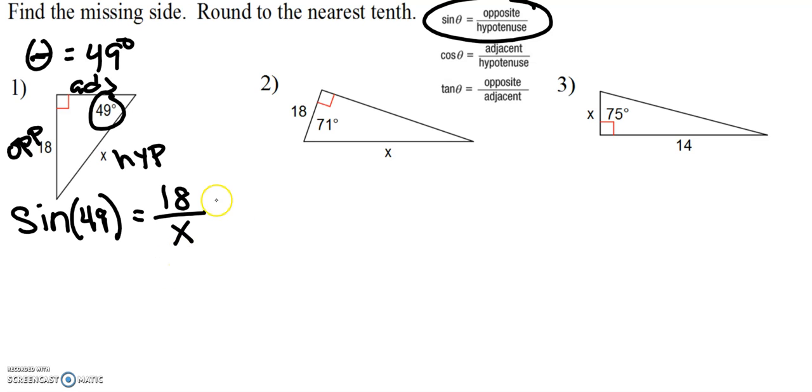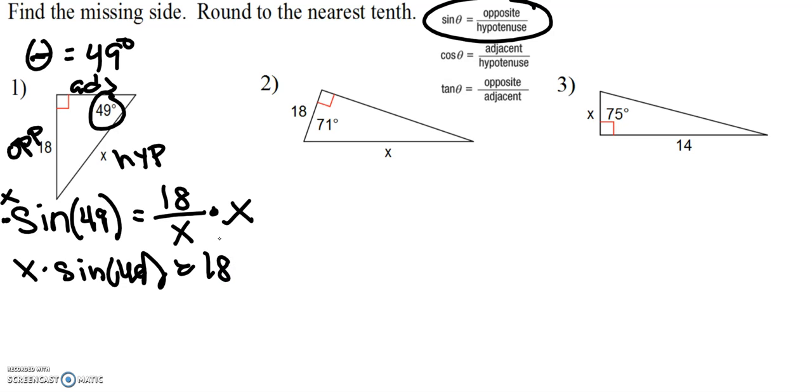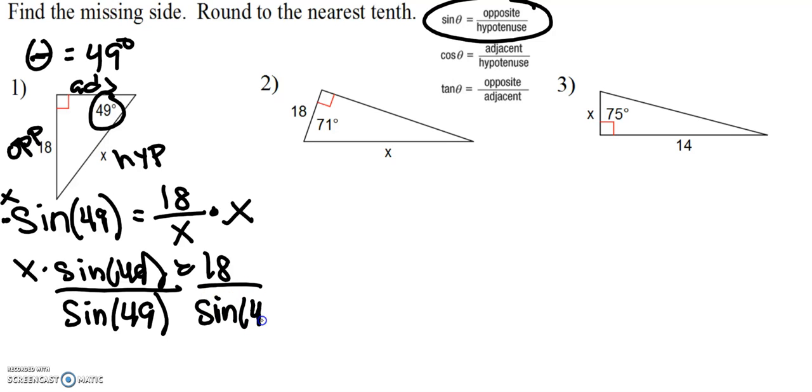Alright, so let's solve this algebraically. I need to get the x out of the denominator, so I'm going to multiply both sides by x. I ran out of room. So I'm going to have x times sine of 49 equals 18. Now how do I get the x by itself? You can't just divide by the sine, and you can't just divide by the 49. You have to divide by the whole thing, sine of 49, because sine of 49 is a number all by itself.